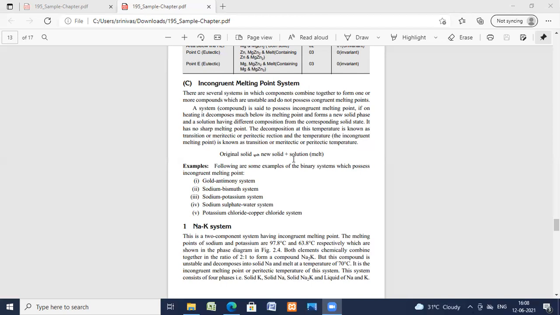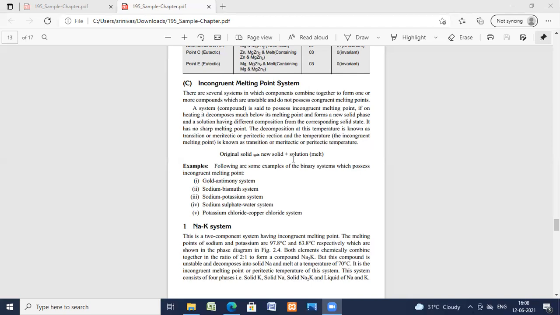Now, the third one is the two components combine to form a compound with incongruent melting point. That is, two components form a solid compound which decomposes before reaching its melting point. The one which doesn't decompose but liquefies and is stable up to its melting point is a congruent melting system.